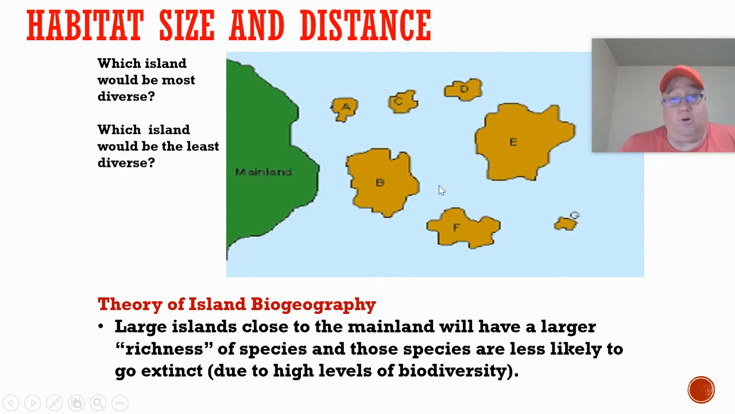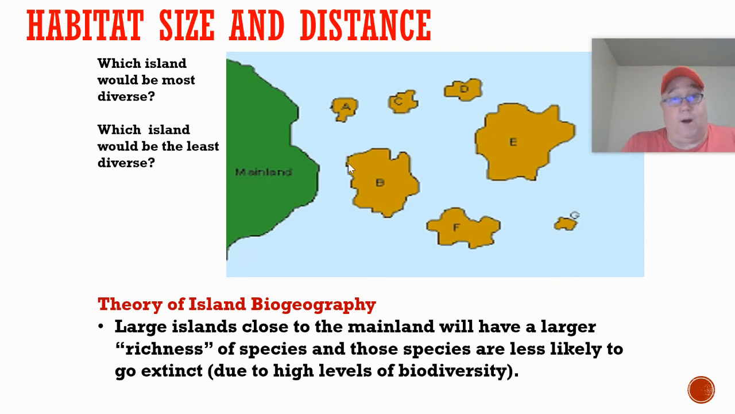If you go back to the theory of island biogeography, you have to look at the closer islands, right? It looks like we've got these two islands here, A and B, that are both the closest ones to the mainland. But again, remember, it's not just how close it is, it's also how big it is.